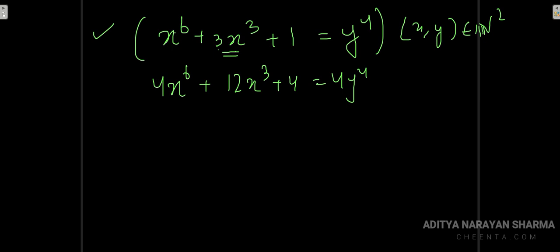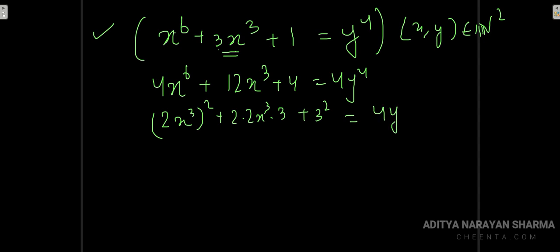Now write this as 2x cube whole squared. Write the next term as 2 into 2x cube into 3, and we need a 3 square here. So let's make it a 3 square. The right hand side comes as 4y to the power 4 plus 5, because we added 5 more to make it a 3 square. On the next step, the left side is 2x cube plus 3 whole squared, which means 4y to the power 4 plus 5 must also be a perfect square, because the left hand side is.